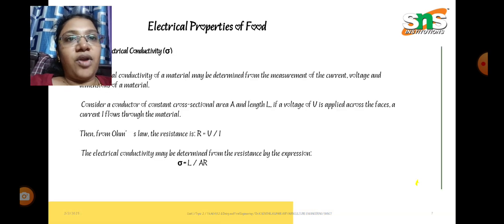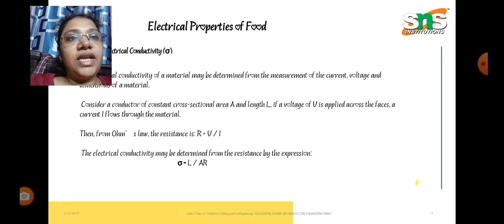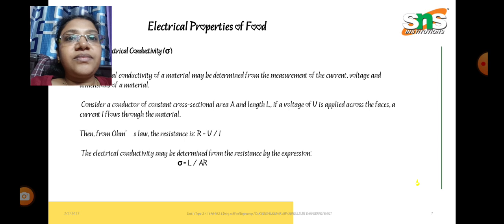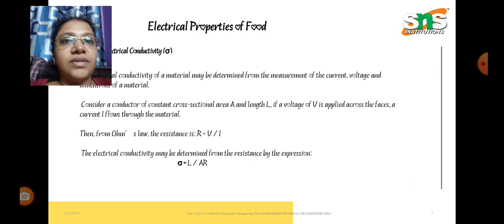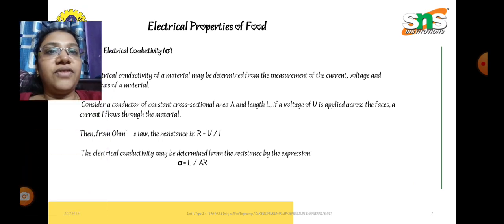Next is the electrical property. Electrical properties can be determined from the measurement of current, voltage, and other dimensions of any material.